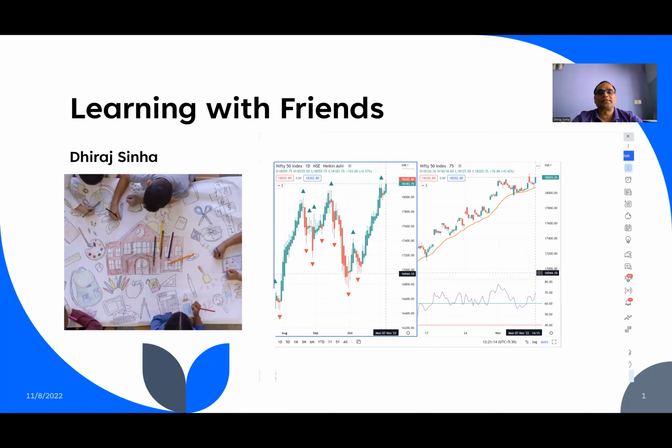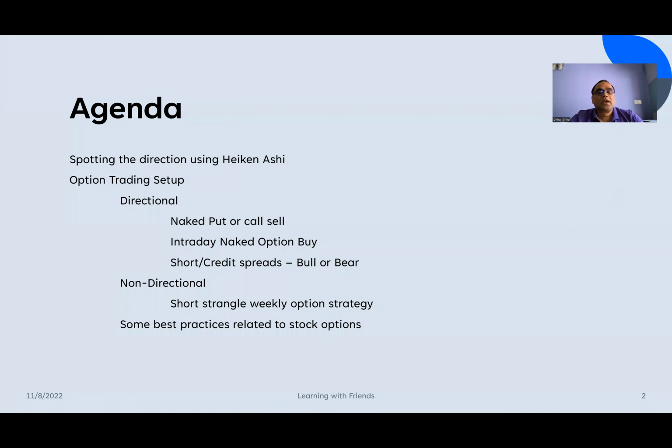So I just call this session Learning with Friends. For this session, I decided to cover a few things. The first thing I wanted to cover was how to spot the direction. There are different techniques for spotting the direction, and one of them, which I use in addition to looking at the Supertrend, is Heiken Ashi based trend spotting. I will discuss maybe 15-20 minutes on how I use Heiken Ashi to spot the trend.